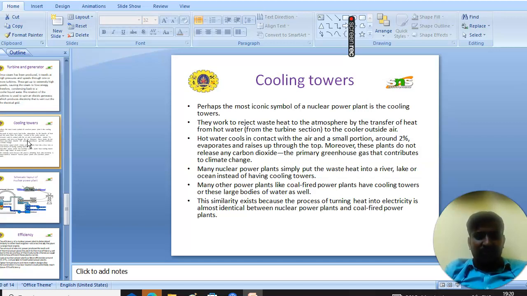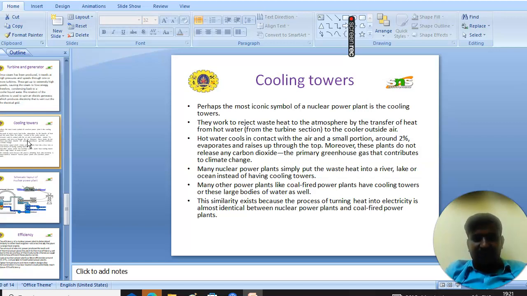Cooling tower. The cooling tower is used to reject waste heat to the atmosphere by transferring heat from the hot water to the cooler outside air. Many nuclear power plants simply put the waste heat into a river or lake instead of having cooling towers. Many power plants, like coal power plants, have cooling towers or large bodies of water as well.